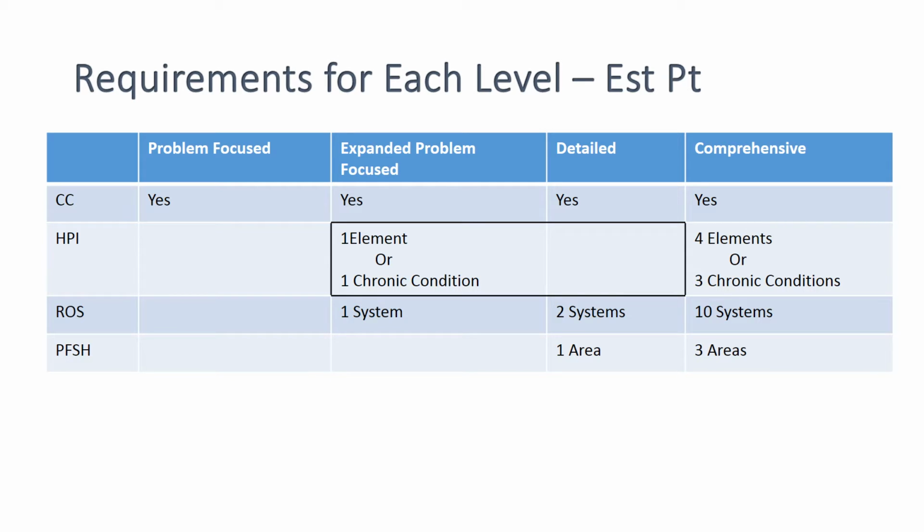Established patients are a little different, and there's a separate table for established patients. Primarily, you end up having to document less for past family and social history, and you can refer to a previously documented past family and social history. But it's important to note that the chief complaint, history of present illness, and review of systems is usually required.